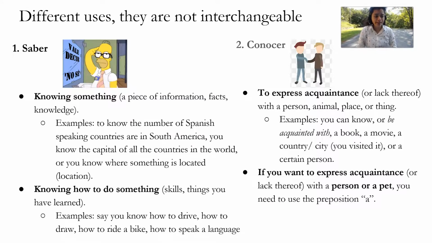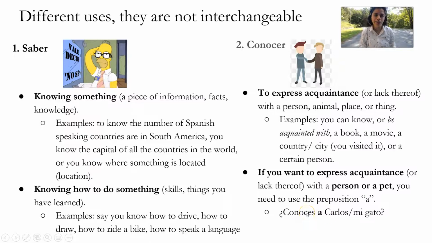If you want to express acquaintance or lack of acquaintance with a person or a pet, you need to use the preposition a after the verb. This is called the personal a because the preposition a is introducing a person or an animal. So in this case, do you know Carlos? Do you know my cat? This is something that doesn't happen in English, but in Spanish it does. And there are some other verbs that work like that when you're introducing a person or an animal as a direct object, then the personal a is used after the verb.